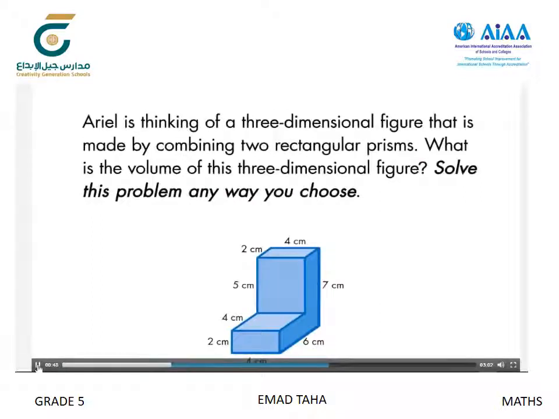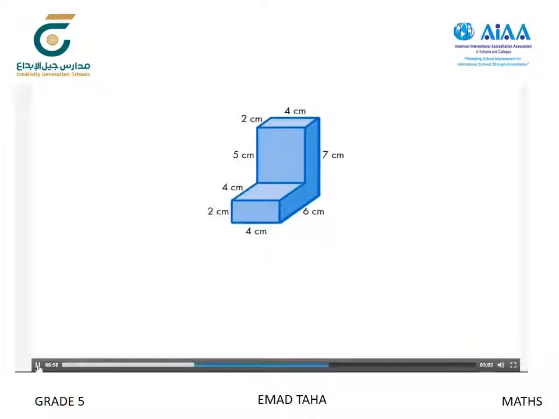This problem is key because students are asked to find the volume of a three-dimensional figure that is the combination of two rectangular prisms. Listen and look for students who view the figure as the combination of an upper rectangular prism that is 4 centimeters long, 2 centimeters wide, and 5 centimeters high, and a lower rectangular prism that is 4 centimeters long, 4 centimeters wide, and 2 centimeters high.